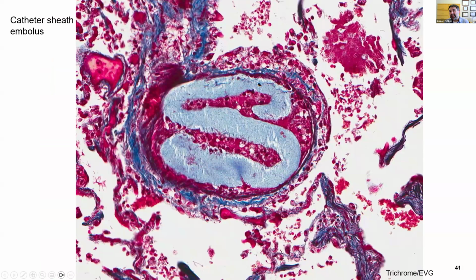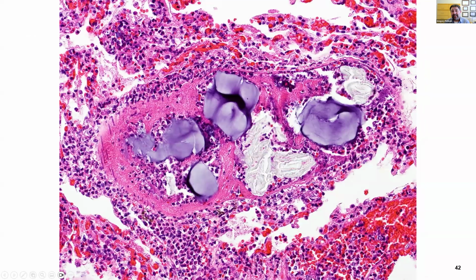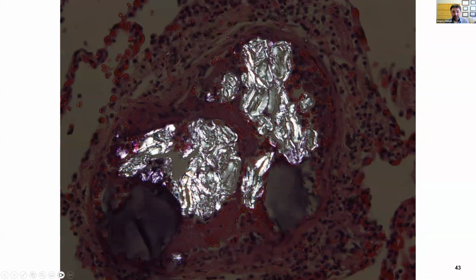This one looks like the Superman logo, but this S here is actually catheter sheath material. So this was an iatrogenic embolus from a right heart cath procedure. And this is excipient, so this is actually crushed up pill material in an IV drug user. You can see the microcrystalline cellulose polarizes very nicely here.